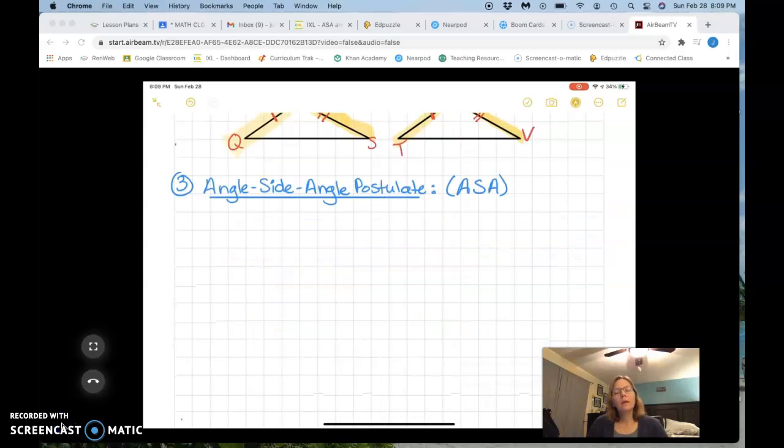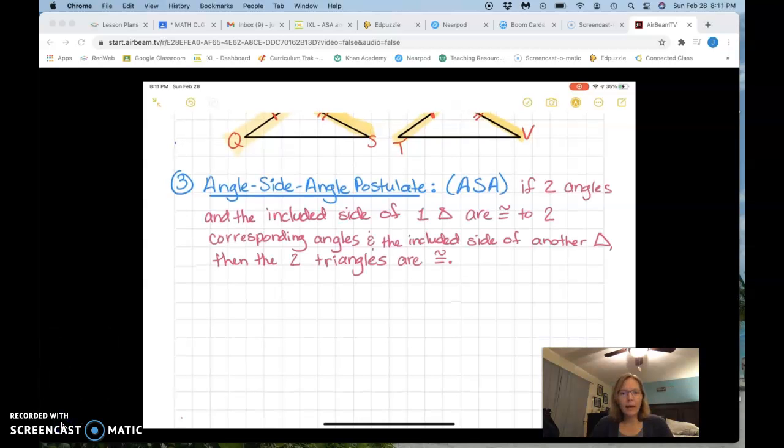Okay, and the last one we're going to talk about today is the angle side angle postulate. And so on this one, you have two angles that are congruent with a side in the middle. So I'm going to start writing the definition. You copy it down and pause when you need to. So on this one, it says if the two angles and included side of one triangle are congruent to two corresponding angles and included side of another triangle, then the two triangles are congruent. So in other words, there's an angle and a side in between. And I'm going to show you what that looks like.